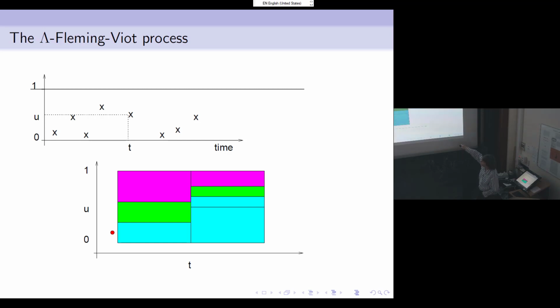A proportion 1 minus u of the population survive. So the ratios between these colours here, above this line, are the same as the ratio there. And these guys are the offspring of the event.